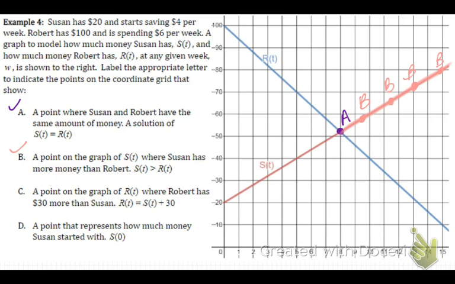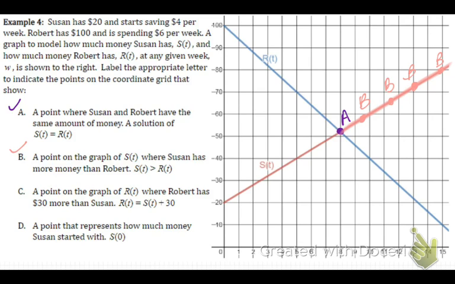Part C, it says a point on the graph of R of T. So is that going to be on the blue graph or on the red graph? On the blue graph, good. Because on Robert's graph, where does Robert have $30 more than Susan? So R equals S of T plus 30. Where does Robert have $30 more than Susan? Take a look at the graph. I'll give you a couple seconds to read it. And then tell me a week where Robert has more than Susan.